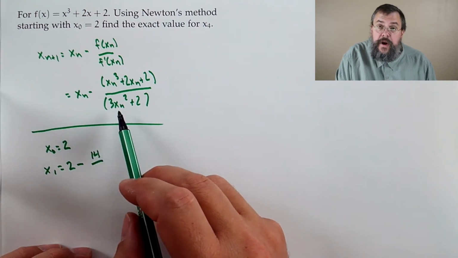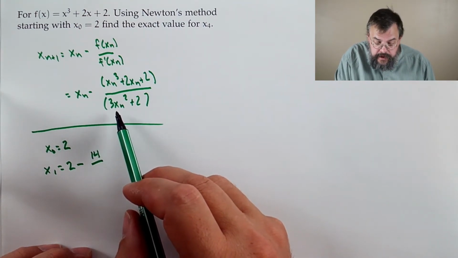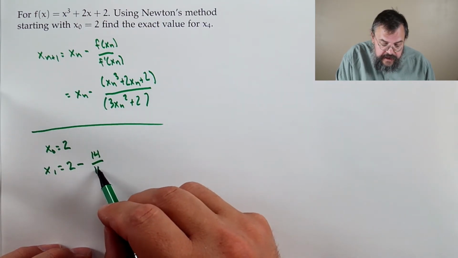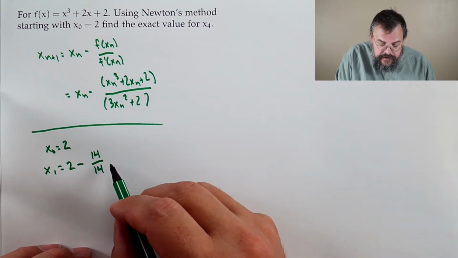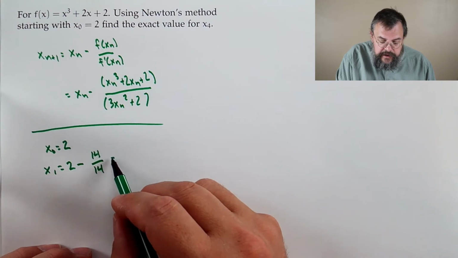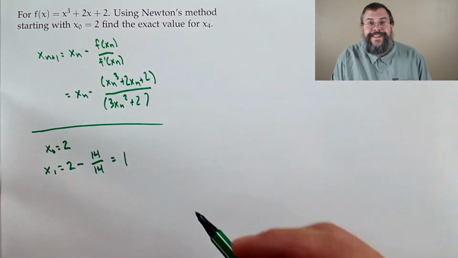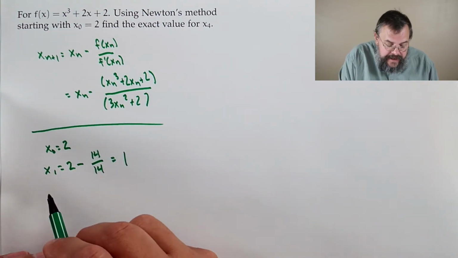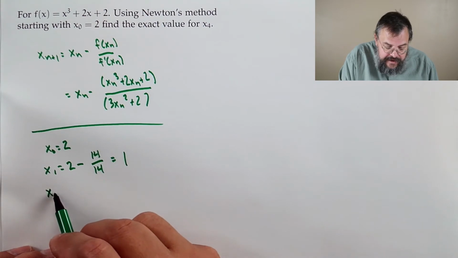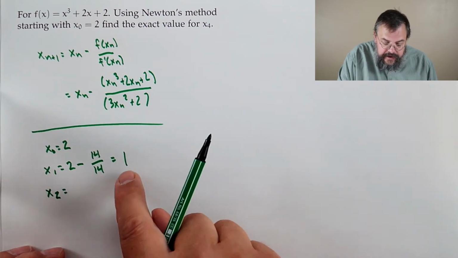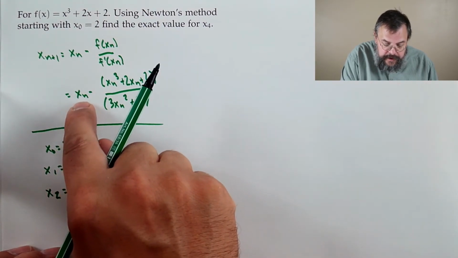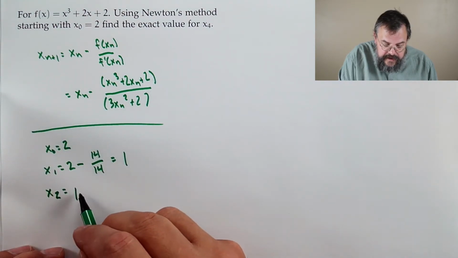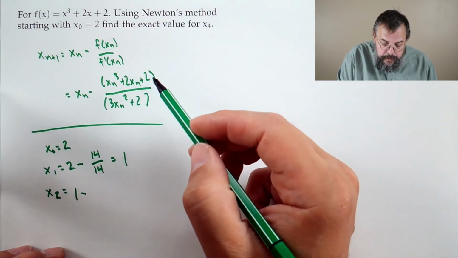3 times 2 squared, that's 3 times 4, that's 12 plus 2 is also 14. So you get 2 minus 14 fourteenths, which is really 2 minus 1, which is 1. Nice. Okay. Now, x2, our next guess. We take our current guess, plug it in, so there, put a 1 there, subtract.